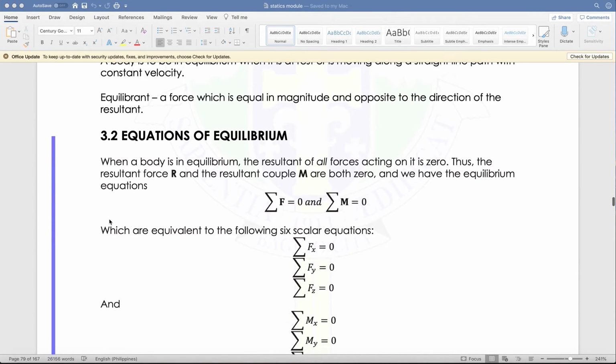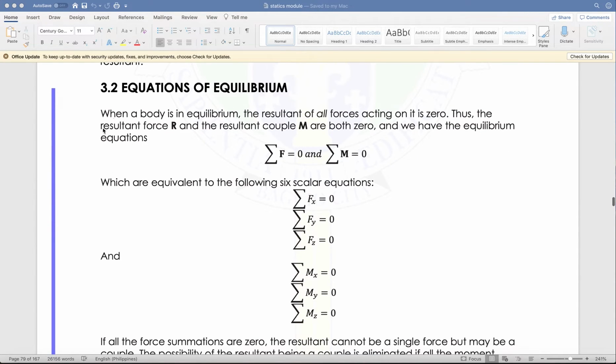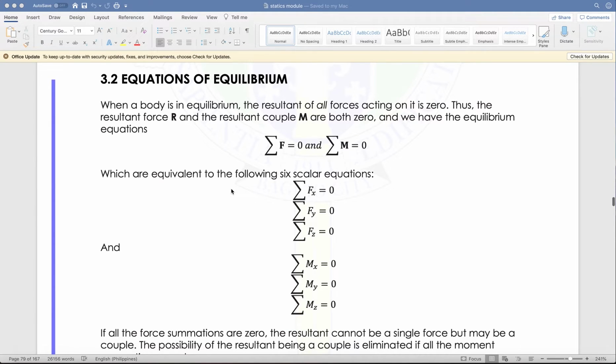Equations of equilibrium. When a body is in equilibrium, the resultant of all forces acting on it is 0. Thus, the resultant force R and the resultant couple M are both 0. So the summation of forces is equivalent to 0, and the summation of moment is equivalent to 0. Therefore, it is in a state of equilibrium. These two equations are equivalent to 6 scalar equations.